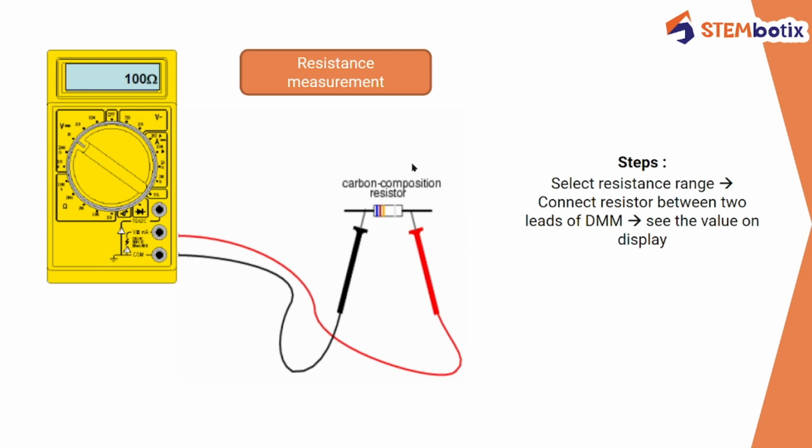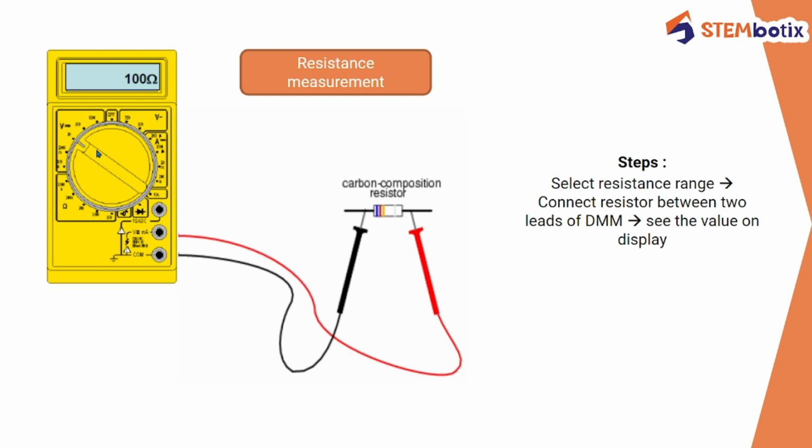So for an example, here you have a resistor. First you will connect this black probe to this common port. Then connect this red probe to this volt ohm port. Then using these two leads, connect the resistor in between. There is no concern about polarity, so you can connect either lead to the resistor.